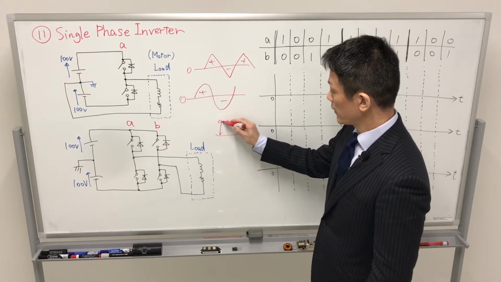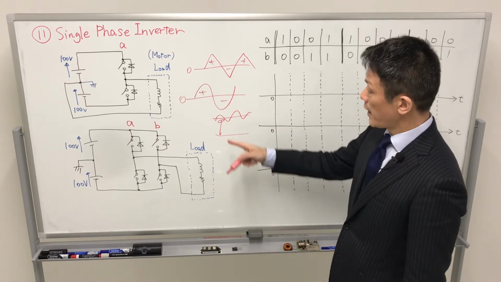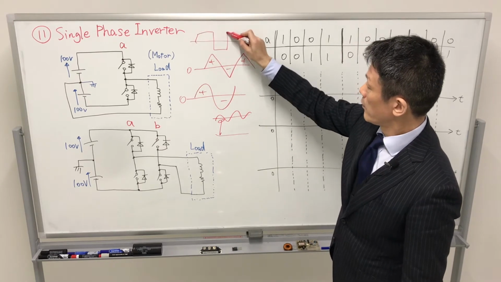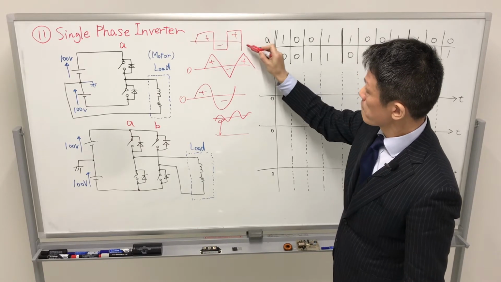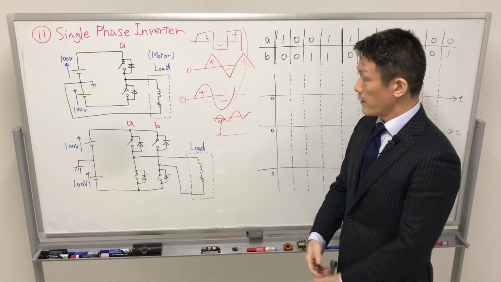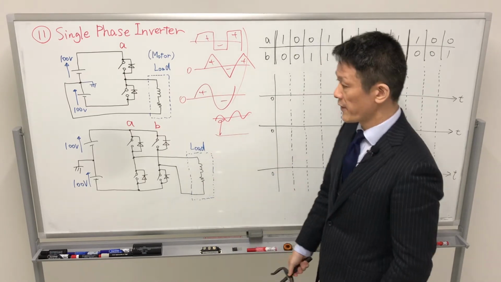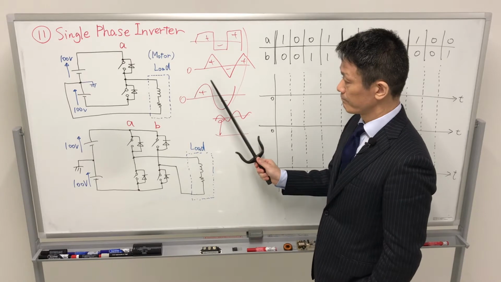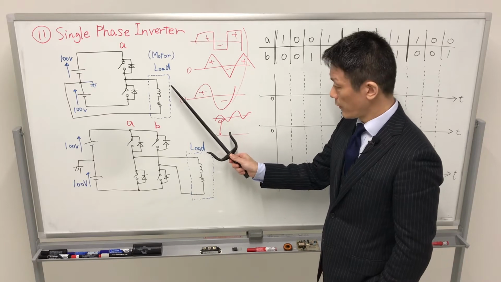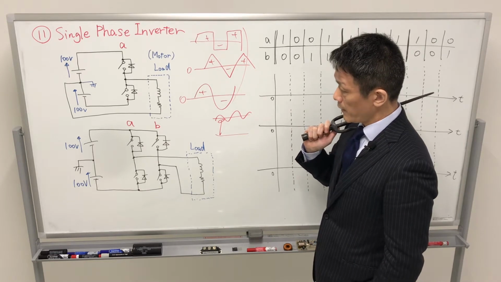This is the direct one. This was all direct one. However, the alternating current means this one. All the AC. Today's theme is the single phase inverter. Single phase inverter means we can obtain in the load current the alternating current.